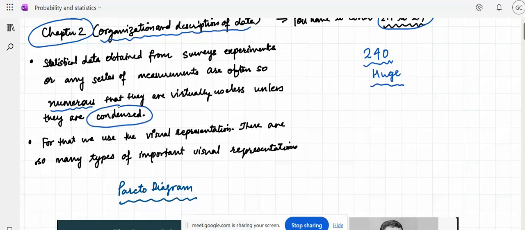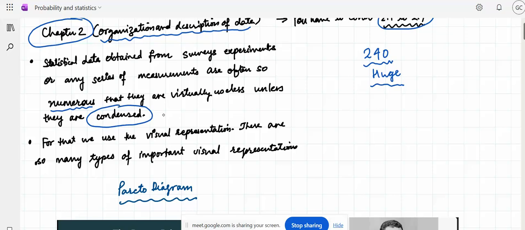Okay, if you just want to look at the data and get some information, it is almost impossible unless I make some useful graphs for you. I have to make some meaningful graphs. I cannot just look at the data and say, okay, this is the information I see from the data when my data is huge, right? So for visual representations, there are so many types of important graphs, right?